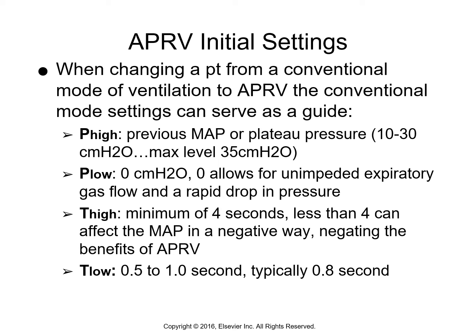Okay, just a couple more examples here of some initial settings. Some of these I did talk about, but I also added a few comments here. So when changing a patient from a conventional mode, the conventional mode settings can serve as a guide. You can look at either the previous mean airway pressure or plateau. It's a little review of what to do for your P high. Again, P low of 0 would be ideal, and a minimum of 4 seconds on that T high.